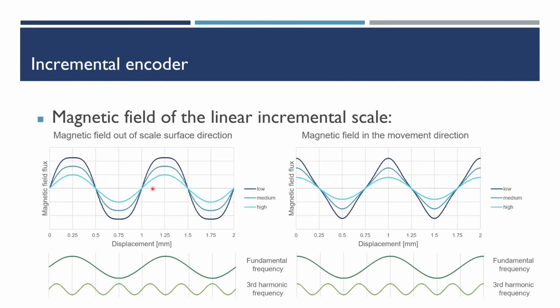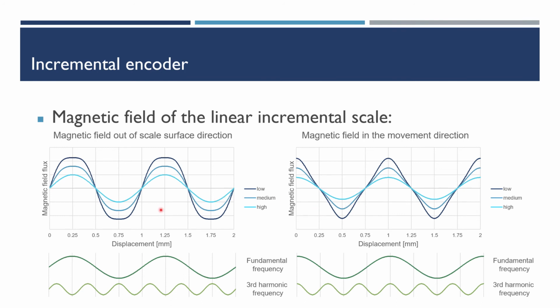And other than the pole pitch length error, there is another error source from the magnetic field harmonic. In practice, the magnetic field of the incremental scale is not an ideal sine or cosine wave. As shown in the figure here, when the sensor is close to the scale, the output signal will be largely distorted. And as the flying height increases, the output signal will be much more sinusoidal, like the light blue line.